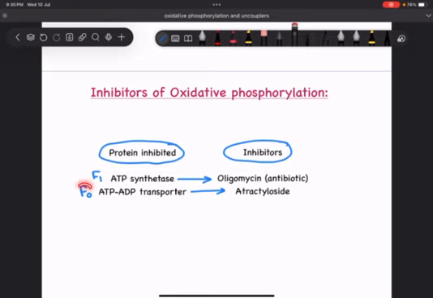So here there is O and here there is O. So opposite O: if it is F1, then it is oligomycin, that is an antibiotic. If it is F0, it is not O, it is atractyloside.